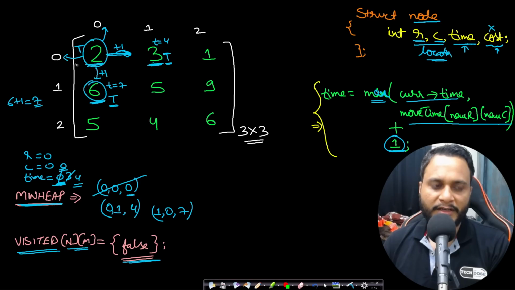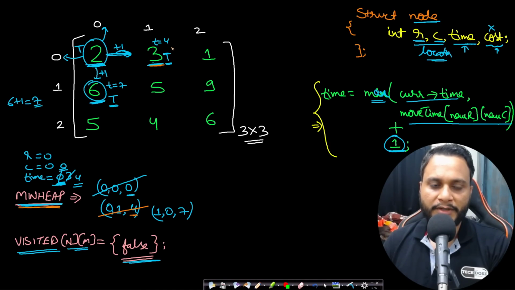Now I will try to make the left call, but this is out of bound because the column is less than 0, so I cannot make a further call. So I am done processing this node 0 comma 0. Now using the min heap I will look at the next best option, and the next best option will be 0 1 4 because 4 has the minimum cost among 4 and 7, right? So this will be taken out and we will be at 0 comma 1.